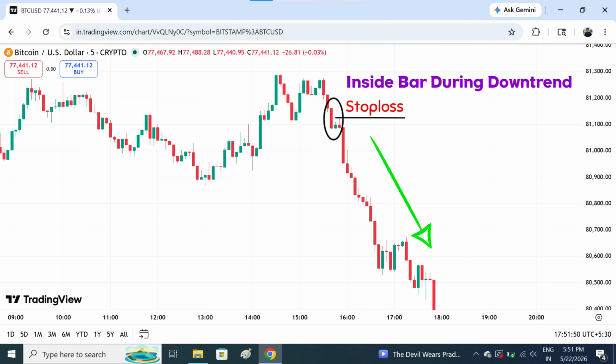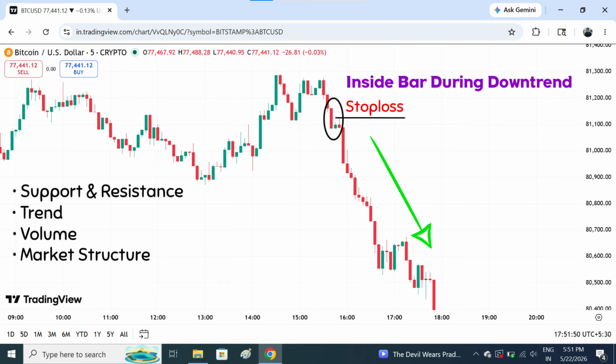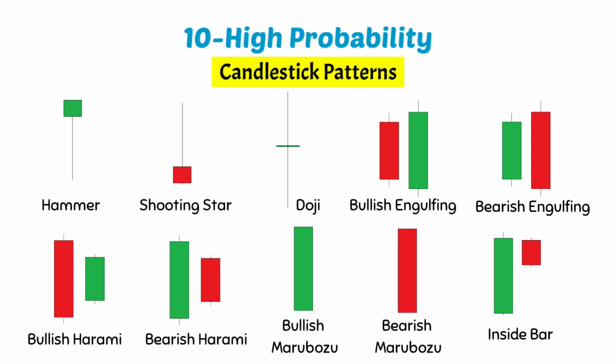Now at last, an important tip that every beginner must know. Trading just by looking at candlestick patterns is not right. You should combine every single pattern with support and resistance, trend, volume, and market structure, and then use it. Only then will you be able to find high probability setups. So friends, these were the 10 most important candlestick patterns that we understood in detail in today's video. Only these many patterns are important in the market. Other patterns either form very rarely or their risk-reward ratio is not good.